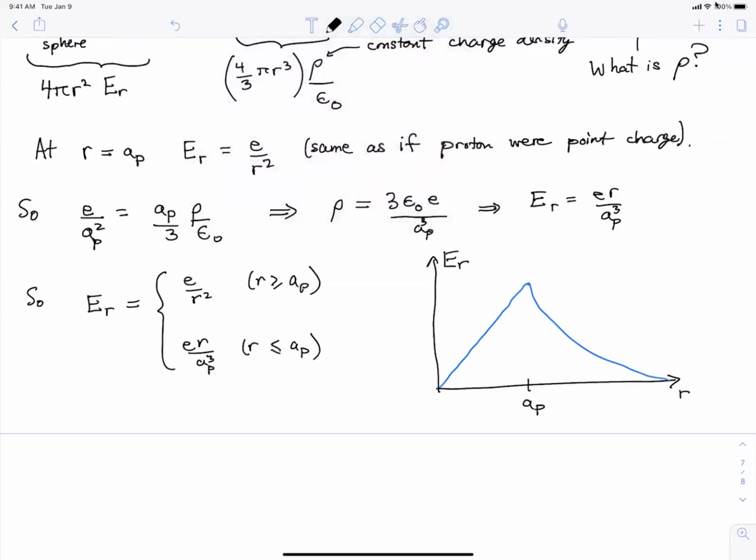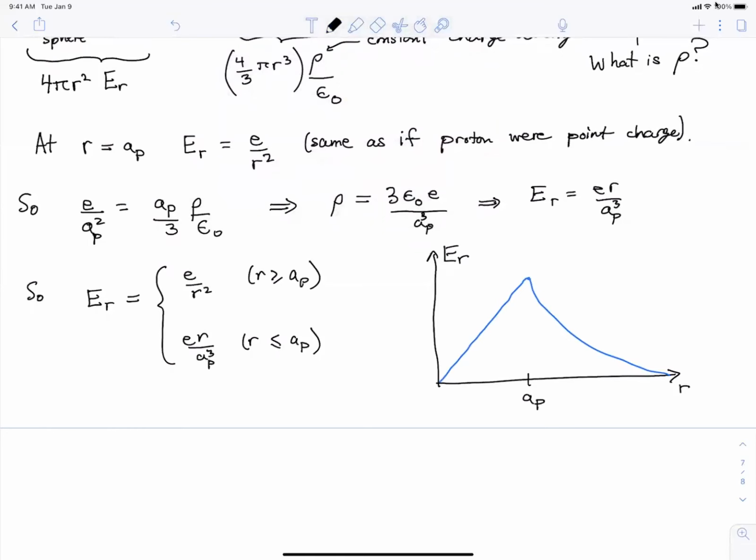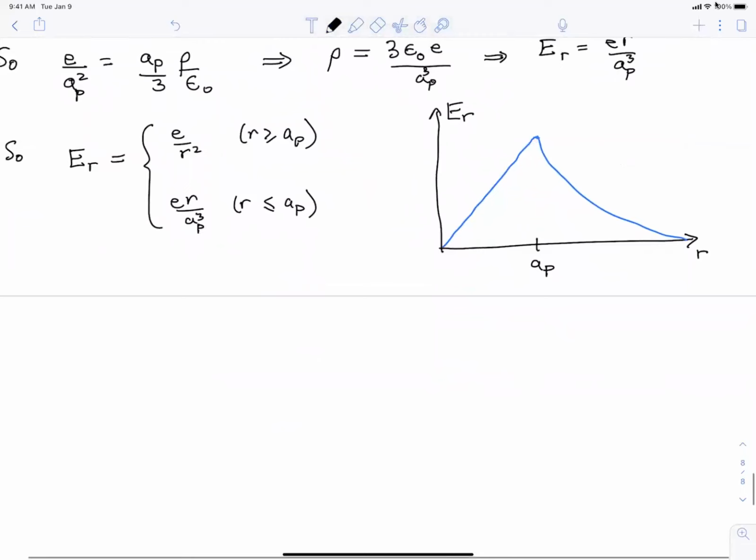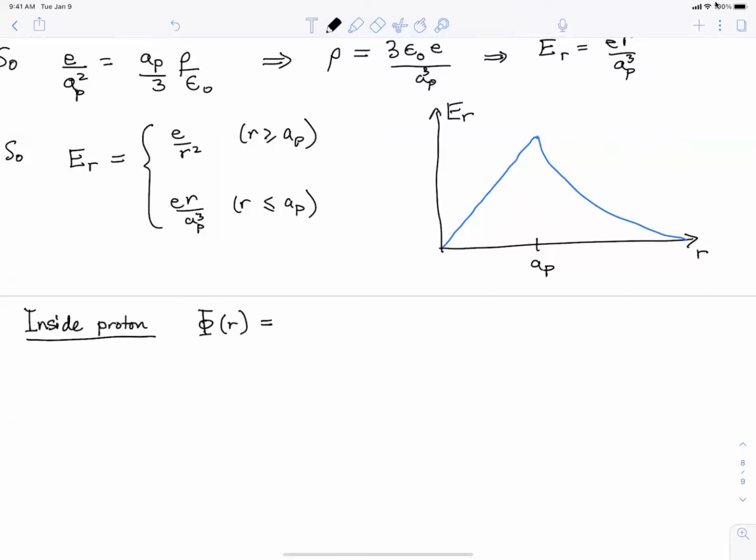And our whole purpose in deriving that is, given the electric field, now we can figure out what the electric potential is. The electric potential is what's going to go into the Hamiltonian. Okay, so let's do that. We'll do it first inside the proton. Okay, so the electric potential, which I'm going to call phi, is equal to the value at the surface of the proton minus, there's this annoying minus sign in the definition of the potential, the integral from the proton radius to the value R that you're interested in of the electric field dotted into the length element. So that's ER times dr.